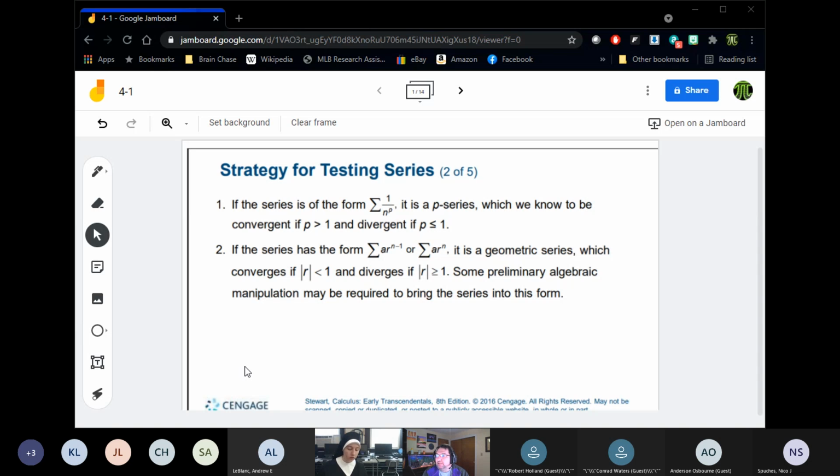So the P series is ones that are 1 over n to the p power, and as long as p is greater than 1, it's convergent. If it's less than or equal to 1, it's divergent. And remember, p when it's 1, that's that harmonic series. That's that specific name.